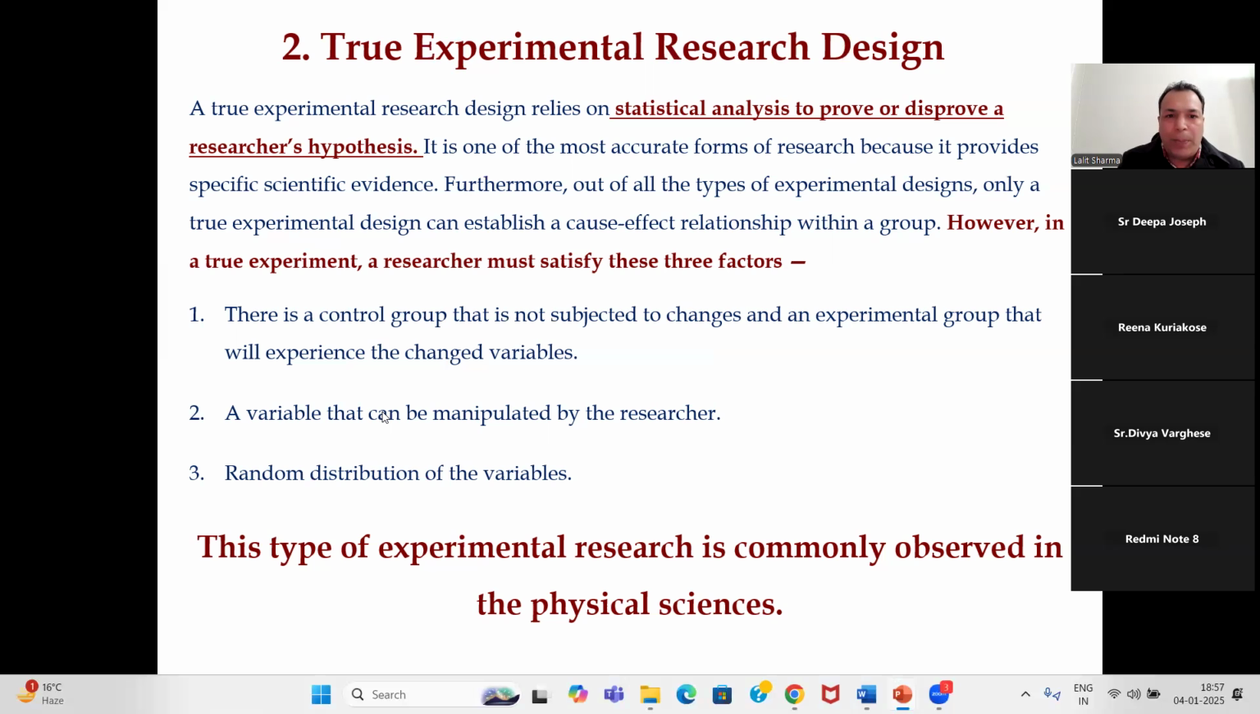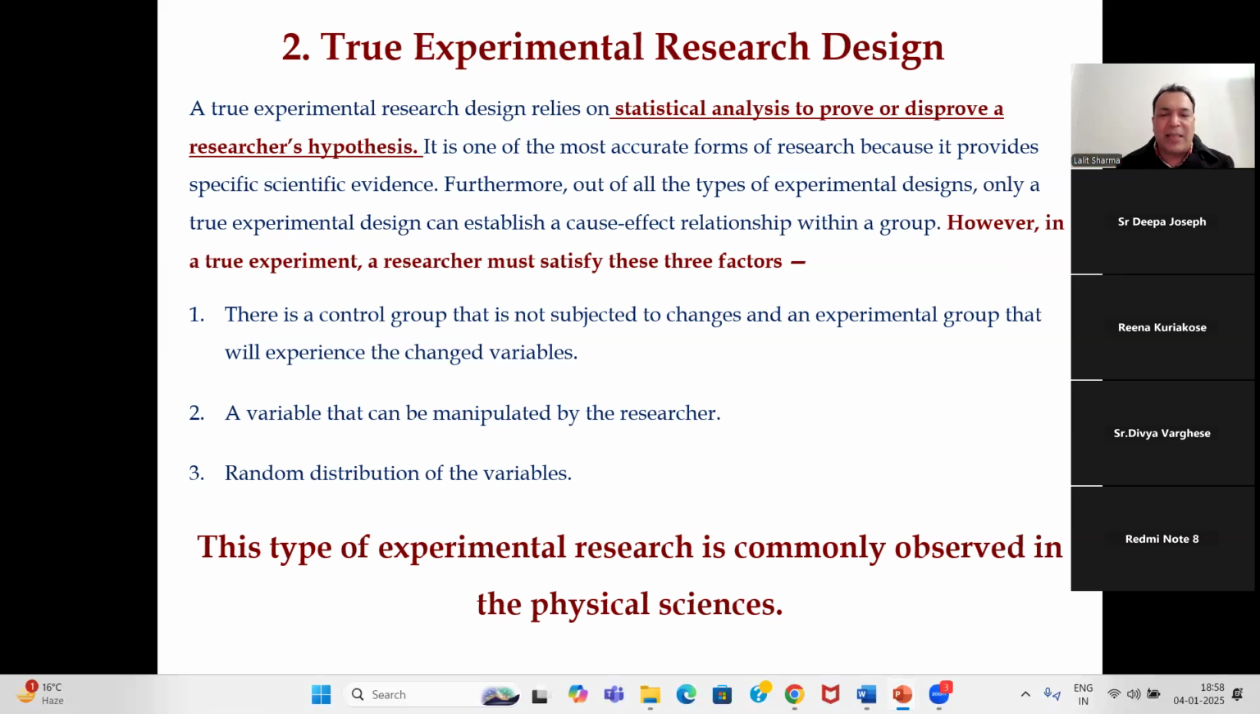There is a control group that is not subjected to changes and an experimental group that will experience the changed variable. Okay. Now, in the first pre-experimental design, only one group was under observation, which the teacher has to take the test. But under the true experimental design, now there are two groups. For example, one group is called the control group. The second group is called the experimental group.